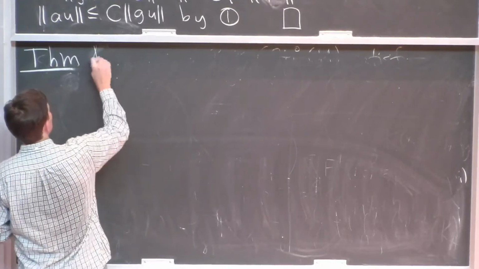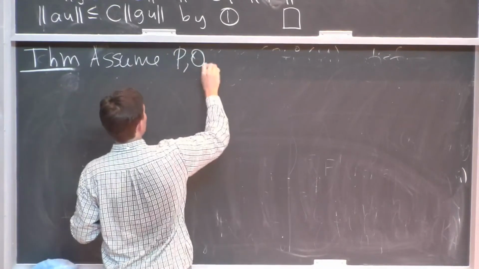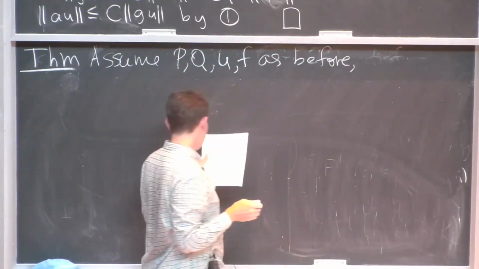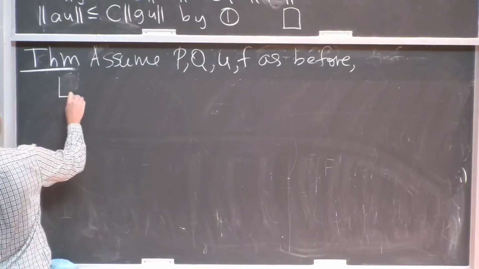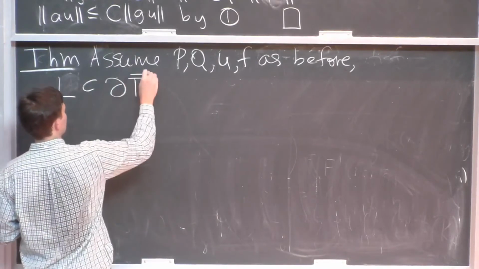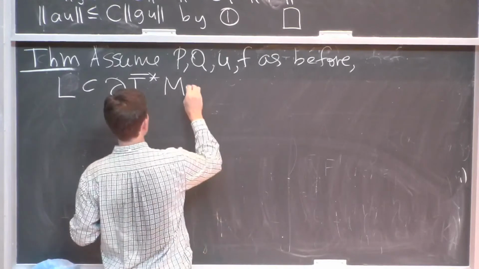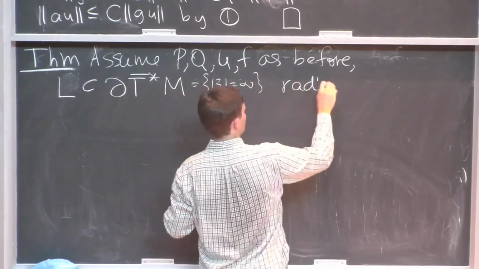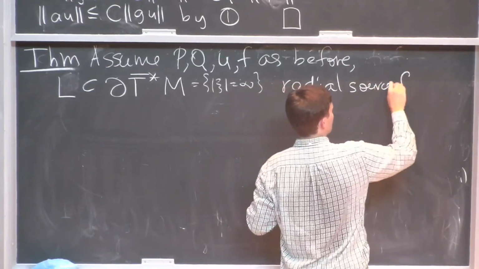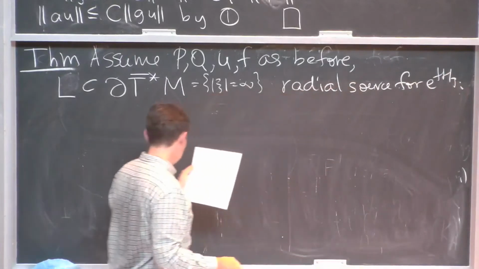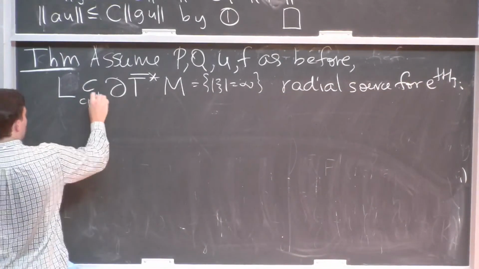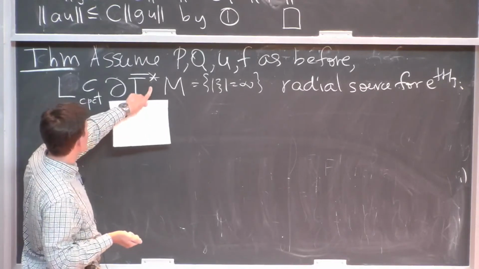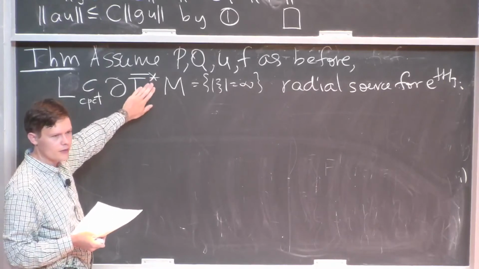It's the following. Assume P, Q, u, f as before, as I just erased. And I'm going to assume that I'm given a radial set, or radial source. So I'll have to write this out. This is the fiber infinity, this is psi equals infinity. L is a radial source for the Hamiltonian flow of P. And what does this mean? This means that L is a compact subset of the fiber infinity. I'll present an example in a moment, but I should really state the general theorem. First, we are given a compact subset of the fiber infinity, so the boundary of this compactified cotangent bundle.